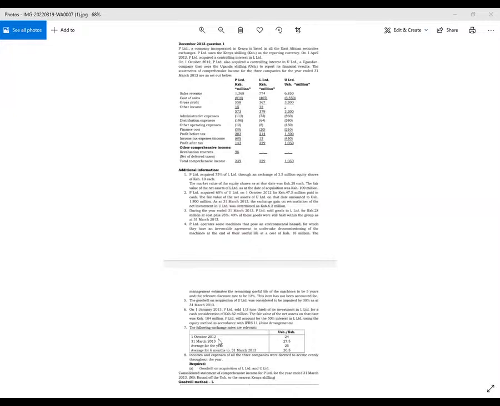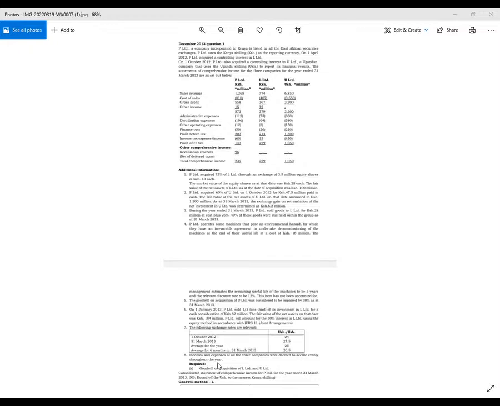We can see 1st October when we were acquiring L. We can see 31st March. We can see the average for the year. We have an average for 6 months to 31st March 2013. Income and expenses of all the three companies were deemed to accrue evenly throughout the year.